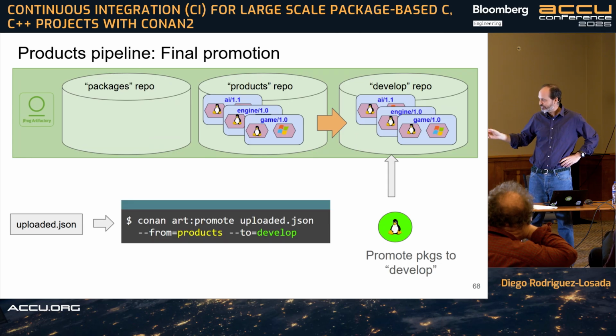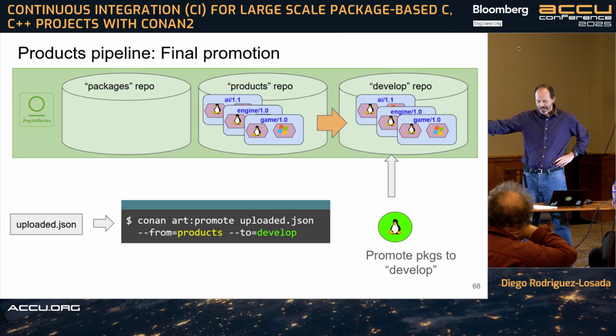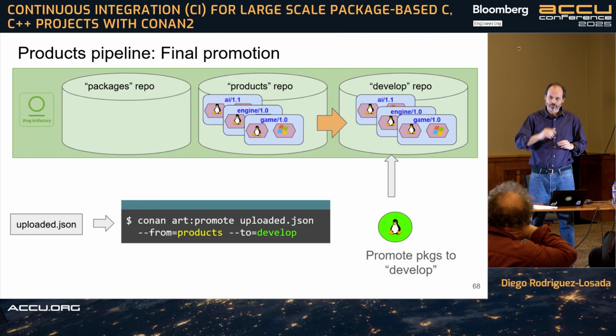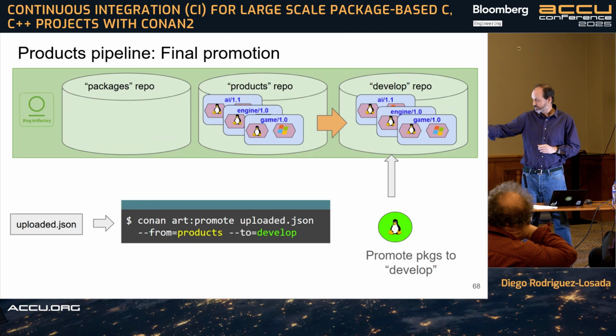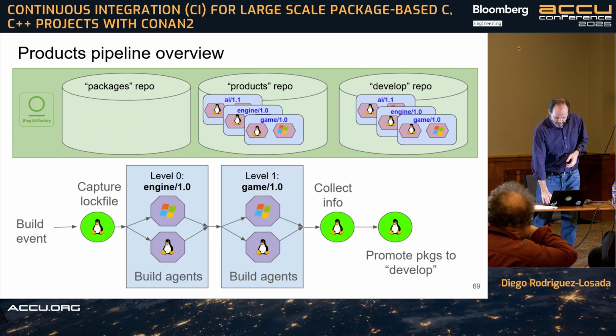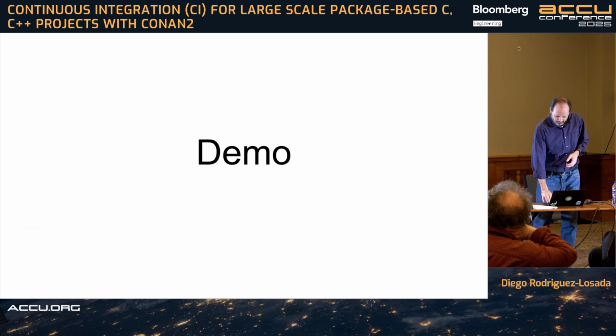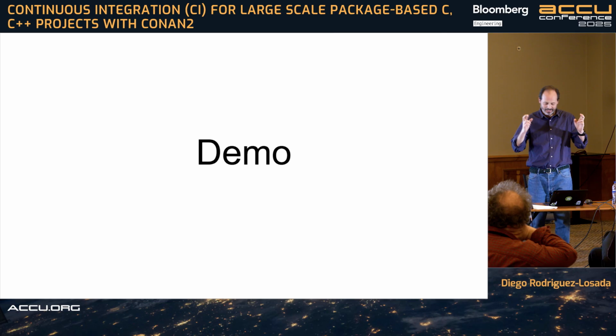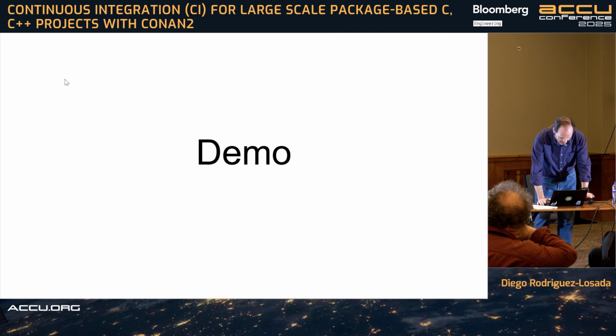So my GitHub Actions are not using the atomic one, I didn't have the time, my fault, but it will be. They are using a poor man's download and upload, which is not atomic, but the art promote is already atomic. So it will be fine. And then that's finally the promotion. And now let's cross the fingers and see the demo.